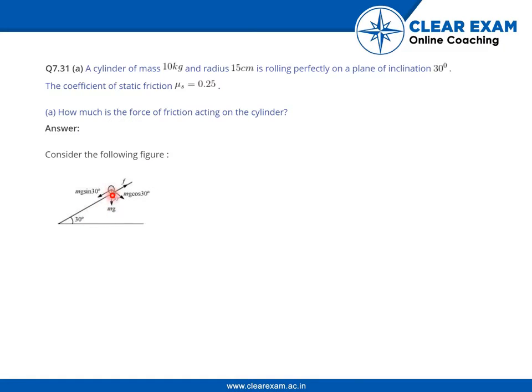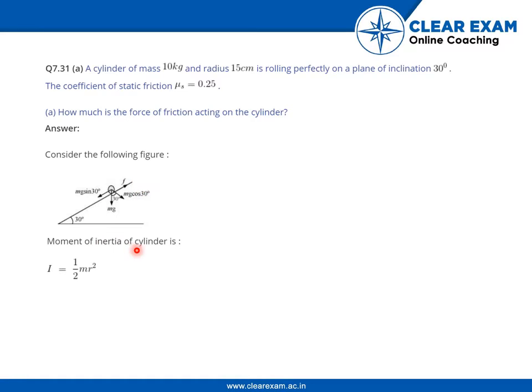This is the cylinder here. Its weight or mass is acting downwards. So weight is given by mg, and this particular angle, the slope angle, is 30 degree. So this angle is also 30 degree, we know, and the cos component of this weight is mg cos 30 degree, whose direction is in this direction, and the sine component is along this direction, which is mg sin 30, and the frictional force is acting opposite to the direction of the roll of the cylinder, right?